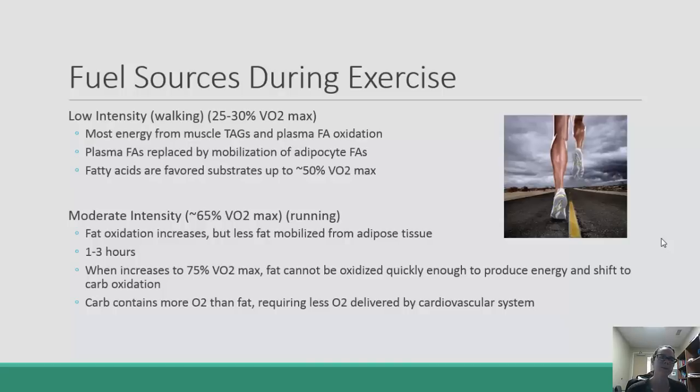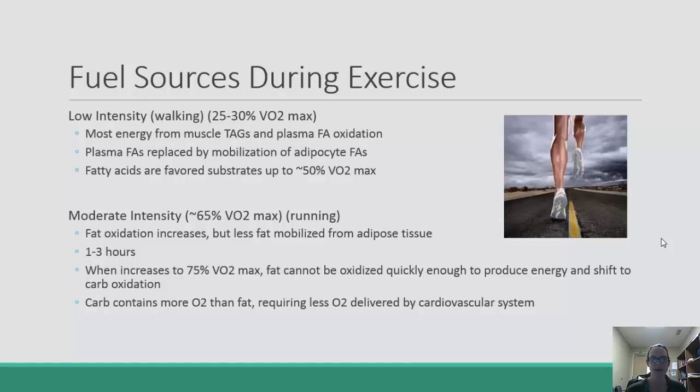And then as I'm using my plasma-free fatty acids, I'm mobilizing my adipocytes, and I'm replacing those plasma-free fatty acids and then using those. So fatty acids are the favored substrate up to about 50% of VO2 max. And then when I increase my intensity, so I'm at about 65% of my maximum oxygen consumption, such as when I'm running, then my fat oxidation does start to increase, but I have less mobilization from my adipose tissue. So therefore, I'm using up what I've got in my plasma, and I'm not really able to replace it as quickly from my adipose tissue.